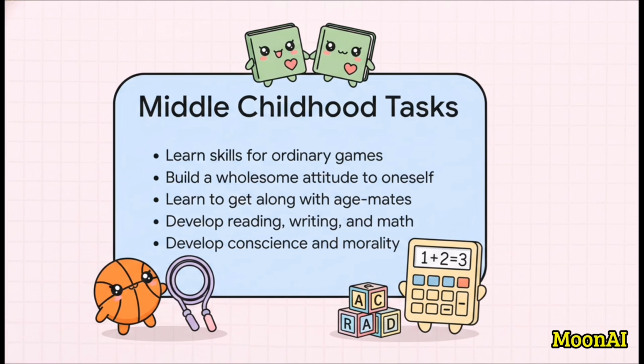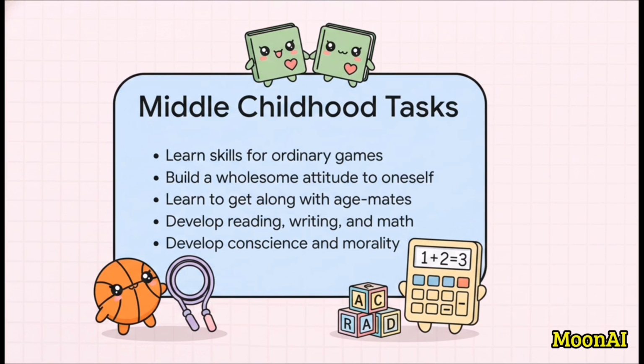Havighurst's exact tasks for this stage are learning physical skills necessary for ordinary games, building a wholesome attitude toward oneself, learning to get along with age mates, learning an appropriate sex role, developing fundamental skills in reading, writing, and calculating, developing concepts necessary for everyday living, developing conscience, morality, and a scale of values, achieving personal independence, and developing acceptable attitudes towards society.